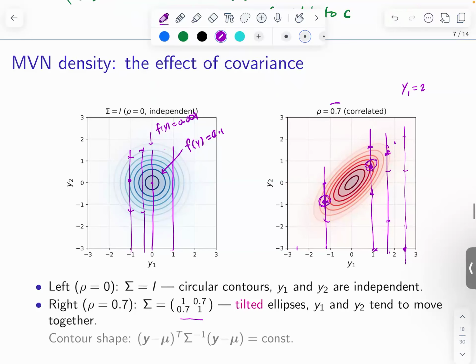So you have to imagine this is a mountain with a peak at the center. These are just contours, and that's another mountain with a peak at the center, but it has a ridge kind of. It's not a ridge, but really it's a peak that is more spread out in this direction than the other.